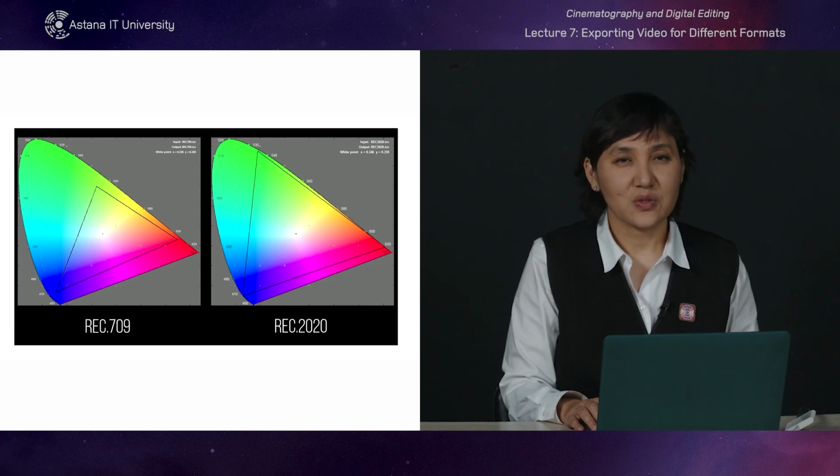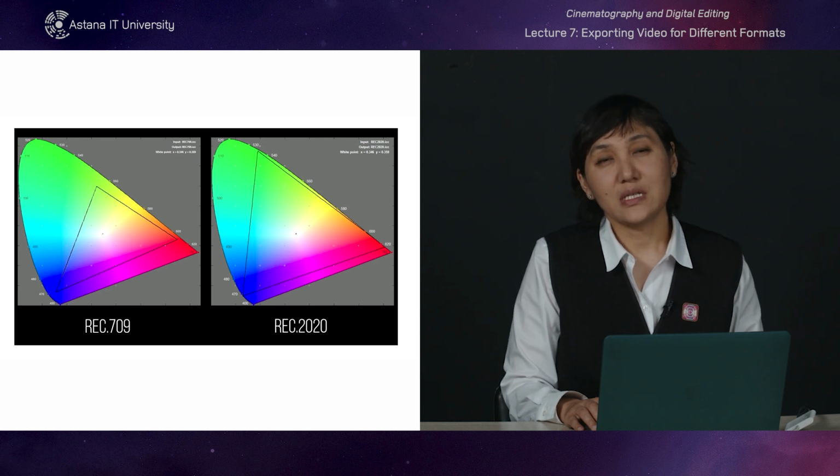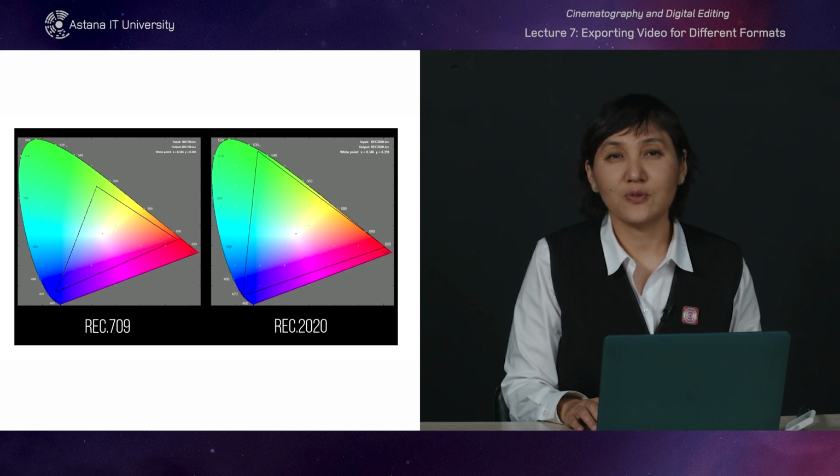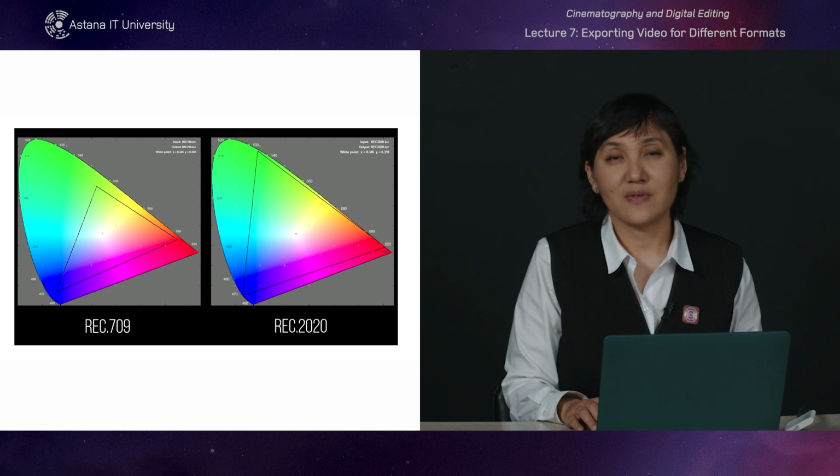Choosing the right color space ensures that the colors in your video look the way you intend them to, no matter where it's viewed. In most cases, broadcasters will provide detailed specifications, which need to be followed exactly to avoid rejection of the final product and, of course, frustration.